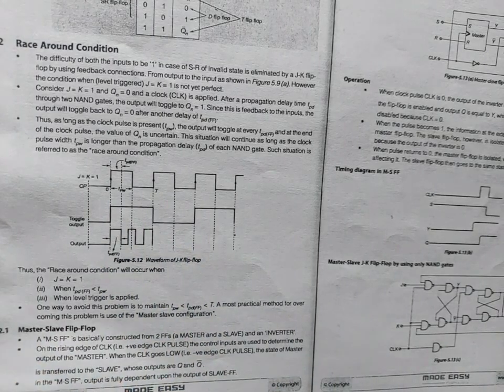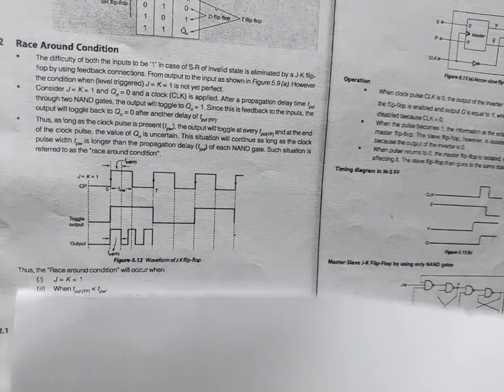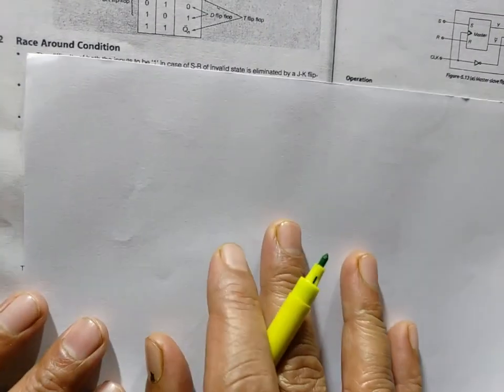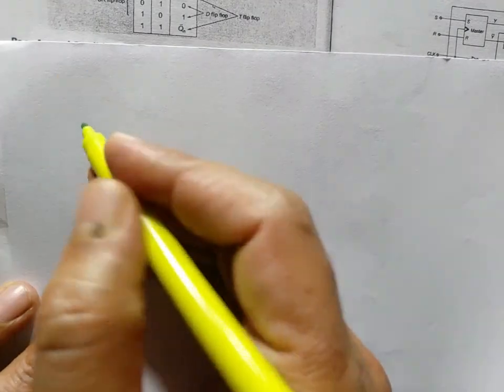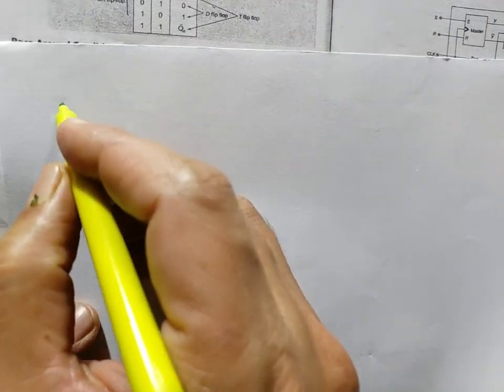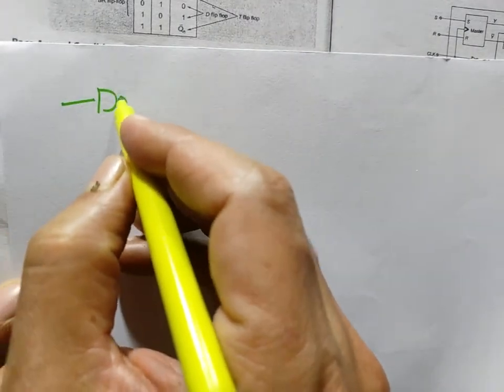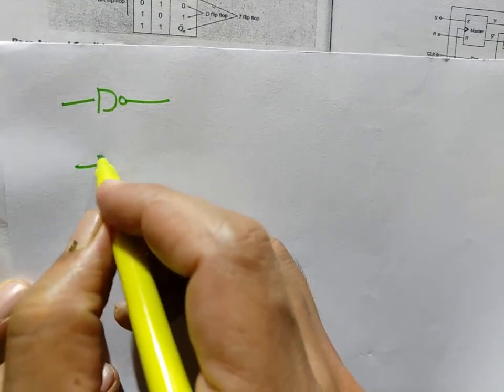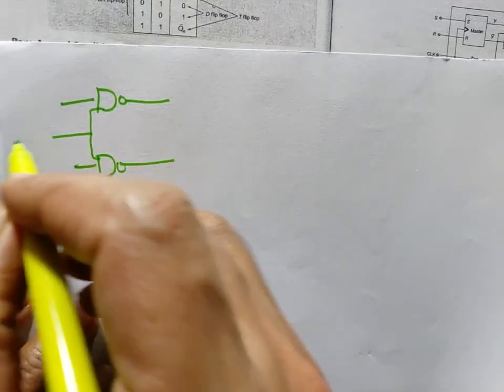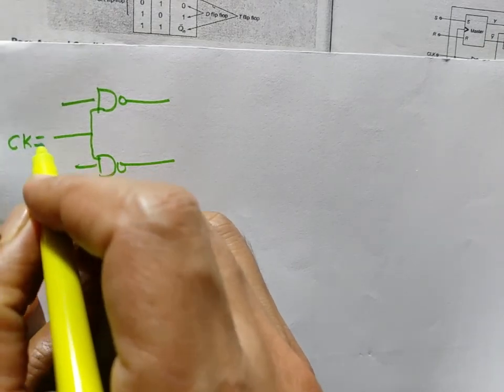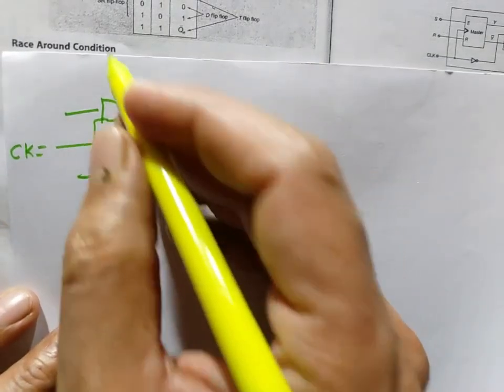Now let us explain how that happened. Explain in the answer. So the sample answer will be written on these lines. We will draw a JK flip-flop circuit. It is driven by a common clock. And when does this race around condition happen?